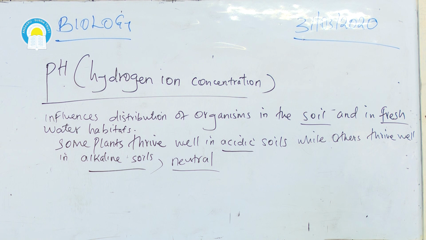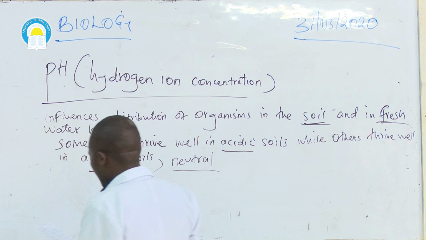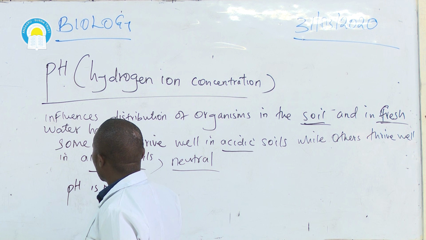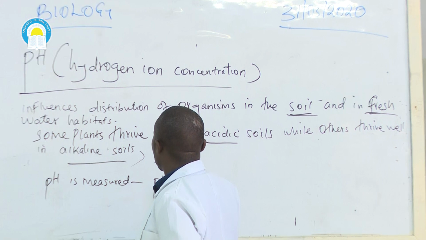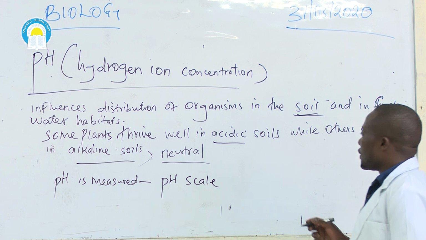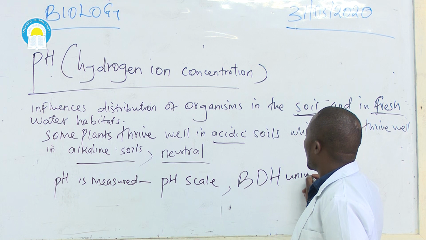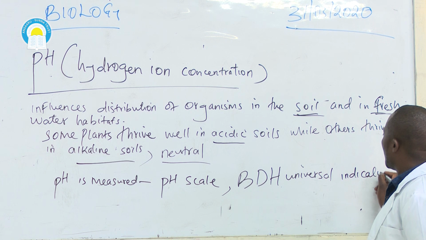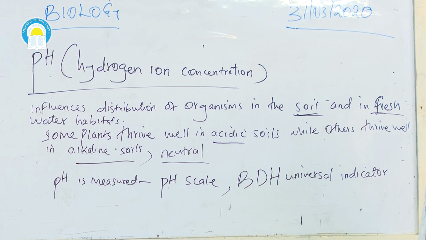It influences the distribution of organisms in the soil and in fresh water, not in marine. Fresh water is the water which has low concentration of salts or no salts. Finally, the pH is measured using the pH scale or pH universal indicator.